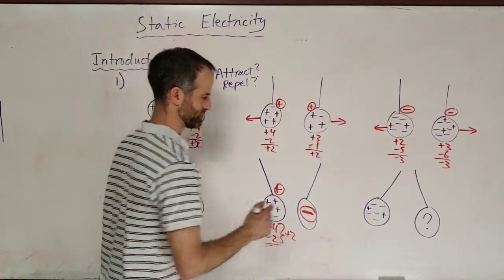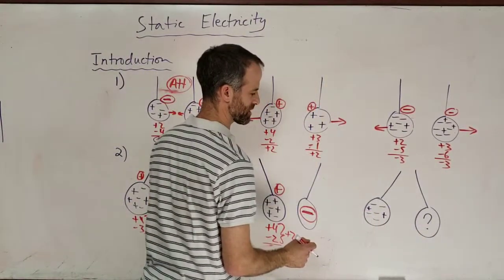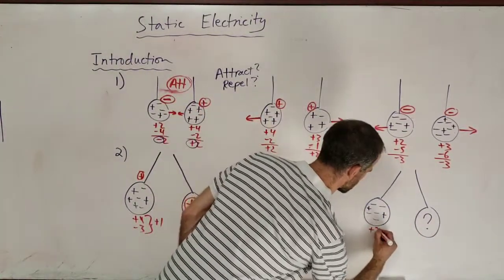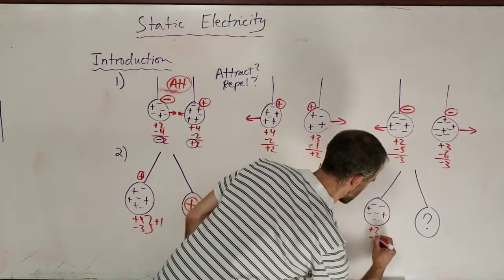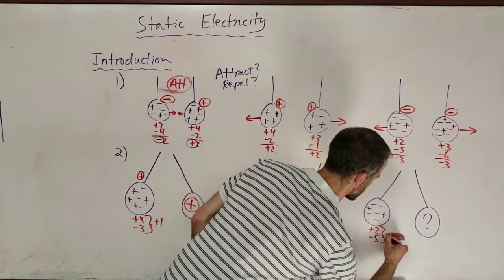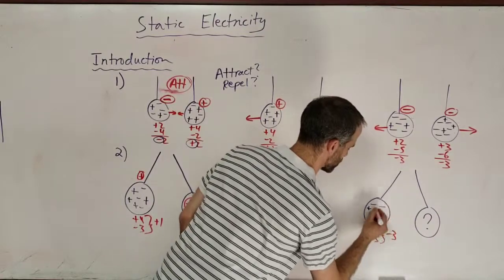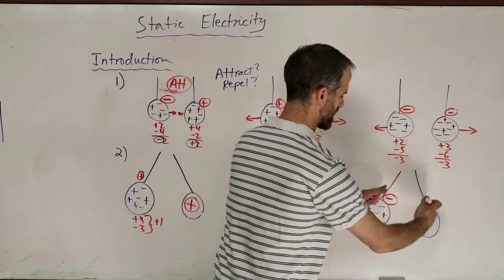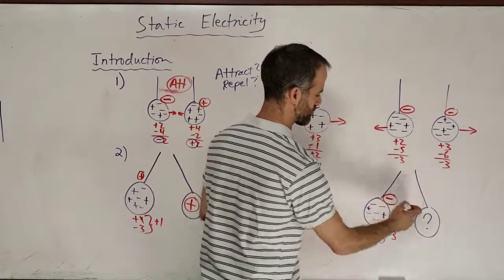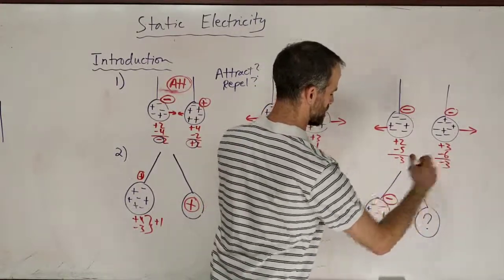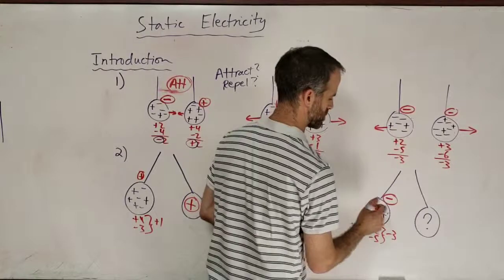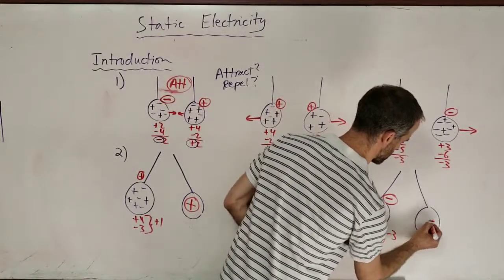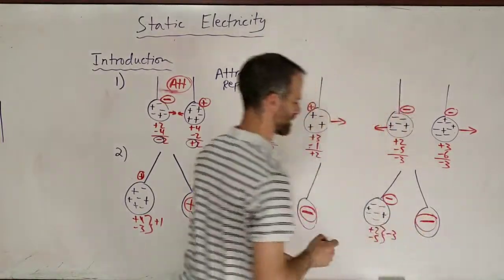Last one. I need to know the charge of that pith ball. I have +2 -5. That gives me a charge of -3. So this is overall minus. Is it attracting or repelling? It's repelling. They are pushing away from each other. Therefore, this has to be the same charge. So this one, the answer is negative.